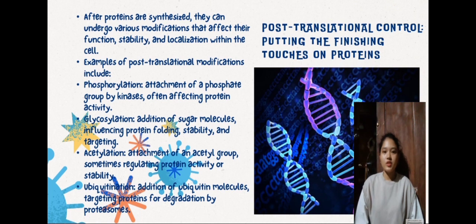Post-translational control, putting the finishing touches on proteins. After proteins are synthesized, they can undergo various modifications that can affect their function, stability, and localization within the cell. Examples of post-translational modification include phosphorylation, attachment of a phosphate group by kinases, often affecting protein activity, and glycosylation, addition of sugar molecules influencing protein folding, stability, and targeting.